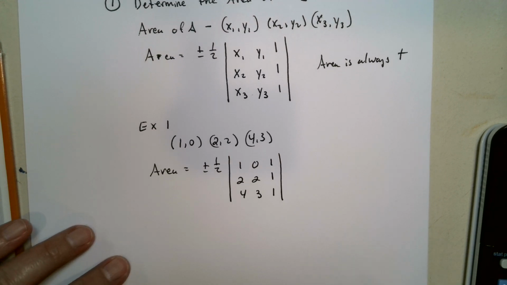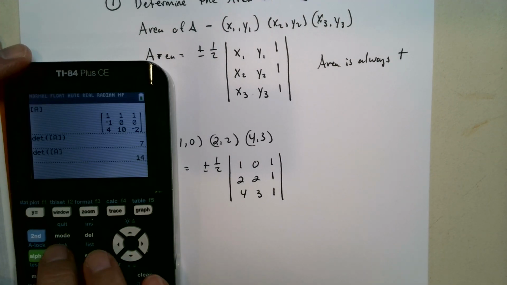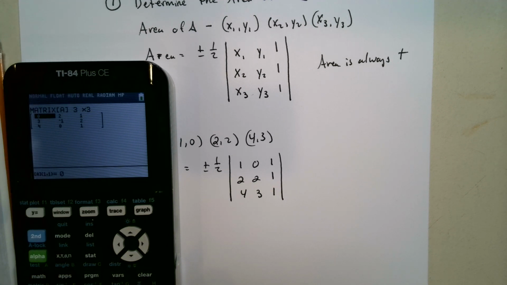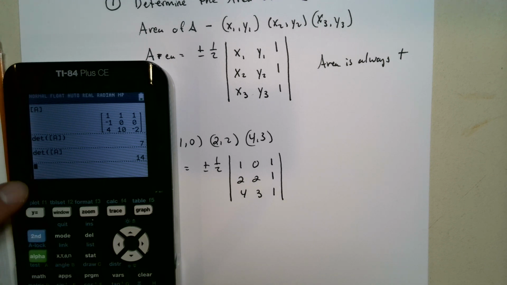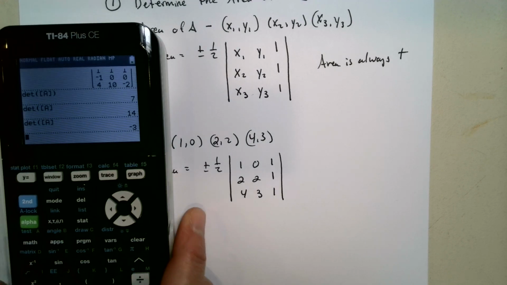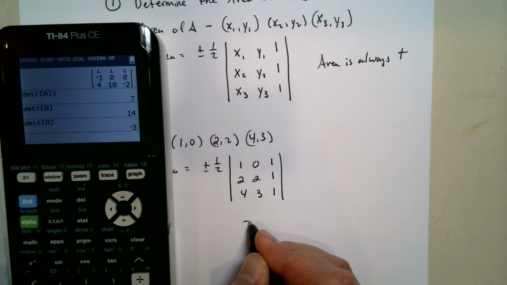I need to put that into my calculator, just like we talked about yesterday. I'm going to go second matrix, over to edit matrix A. It's still a 3 by 3, but it's 1, 0, 1, 2, 2, 1, 4, 3, 1. So I've got my matrix, and I'm going to take the determinant. This time I've still got it in there from the other day, so I'm just going to hit second enter, and it's going to repeat. It says that the determinant of this is -3.